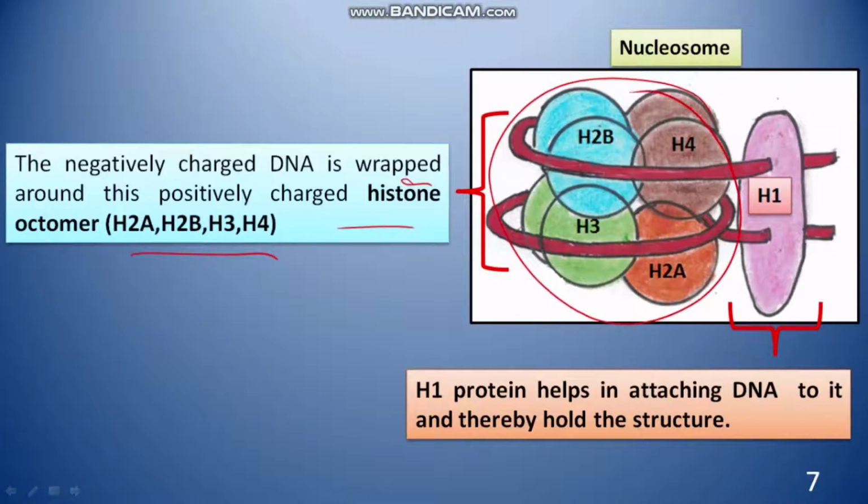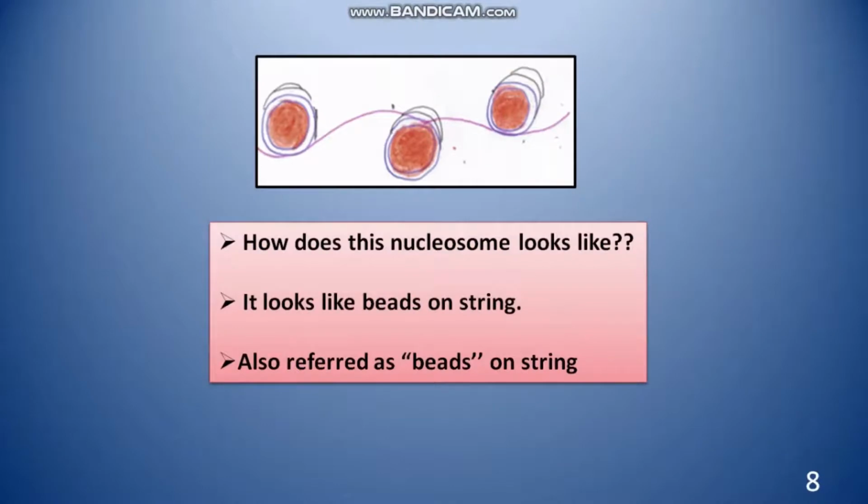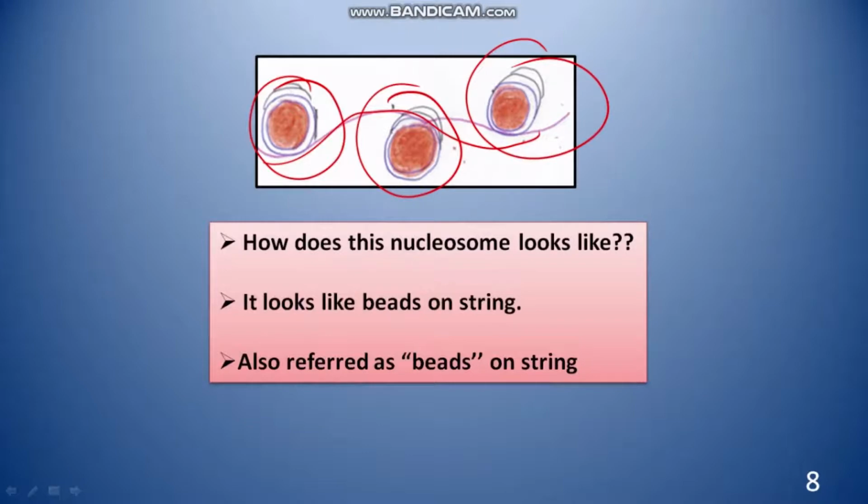So what is the role of the H1 protein here? It helps in attaching the DNA to it and thereby holding the structure which has been formed between the histone and DNA. Now, how does this nucleosome look? It looks like beads on a string. This is your string, and it looks like beads on a string. So it is also referred to as beads on a string.